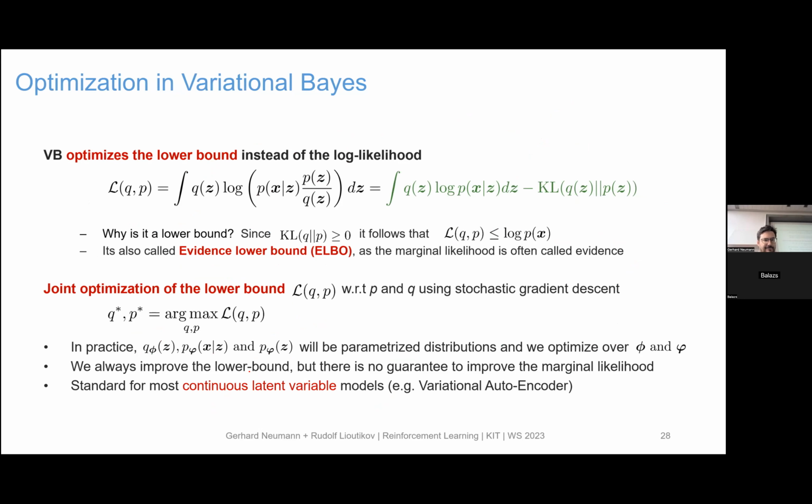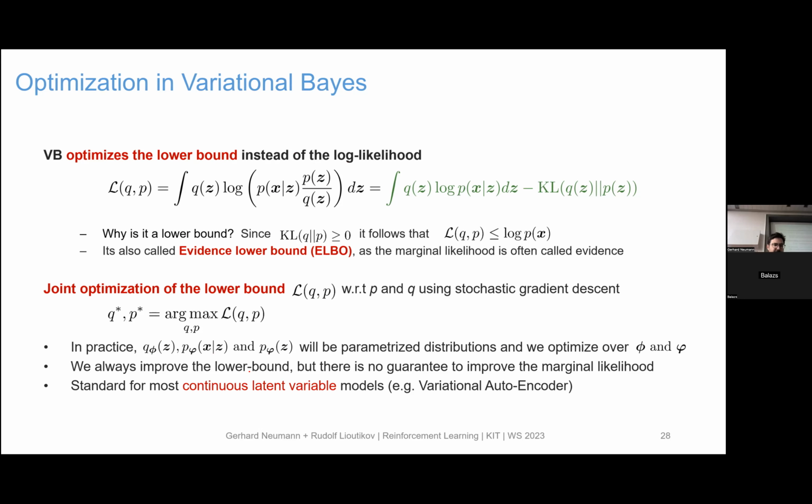And what I already said is the variational inference, it optimizes the lower bound instead of the log likelihood. Why is it the lower bound? We already discussed that because the KL is always larger or equal to 0. It's also quite often called the evidence lower bound, the ELBO, a very common term in all this literature, because the marginal log likelihood is also often called the evidence. It's a lower bound to the evidence.